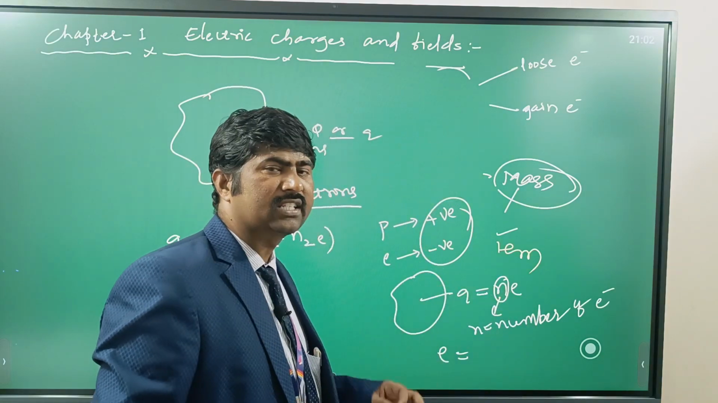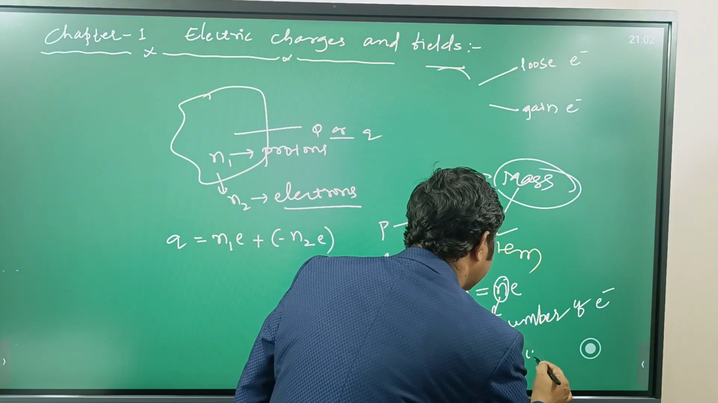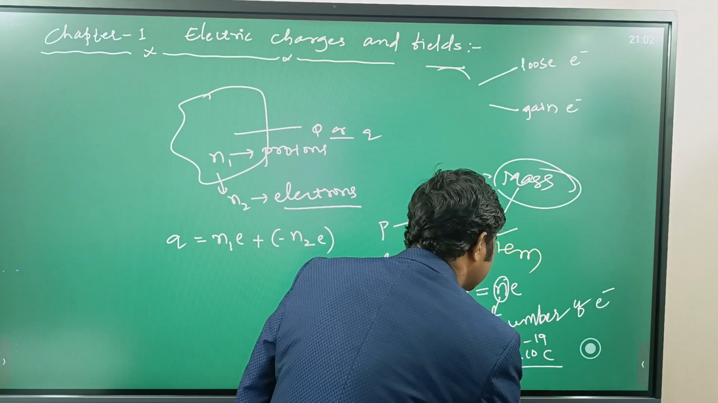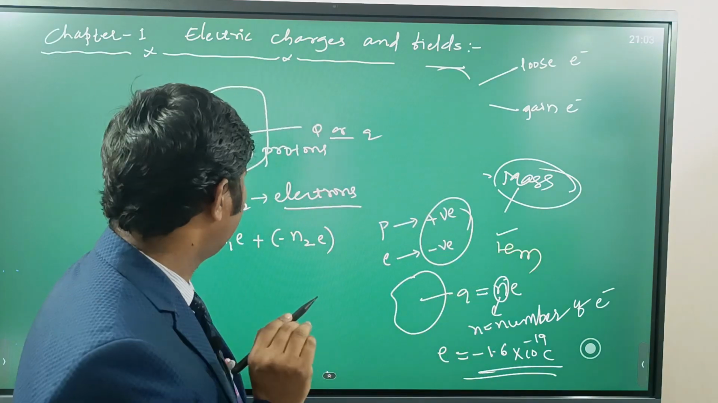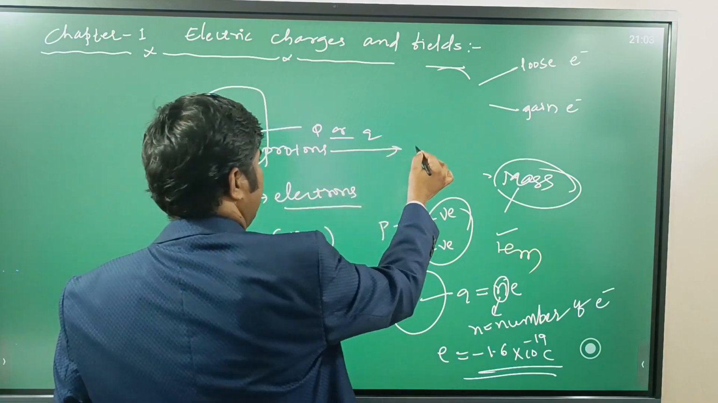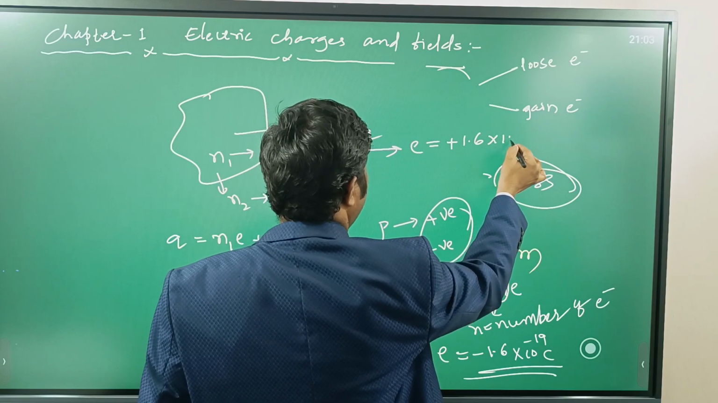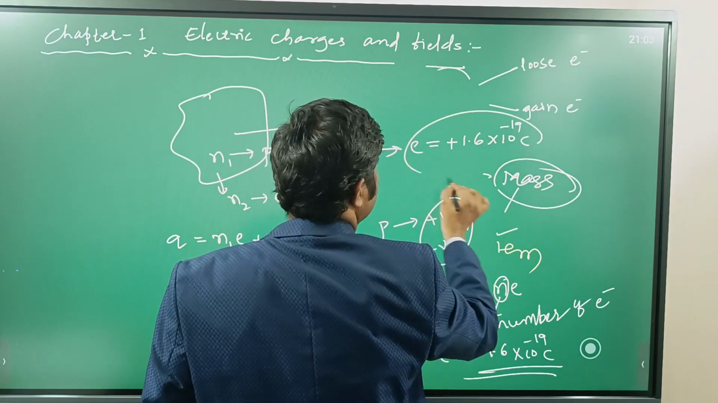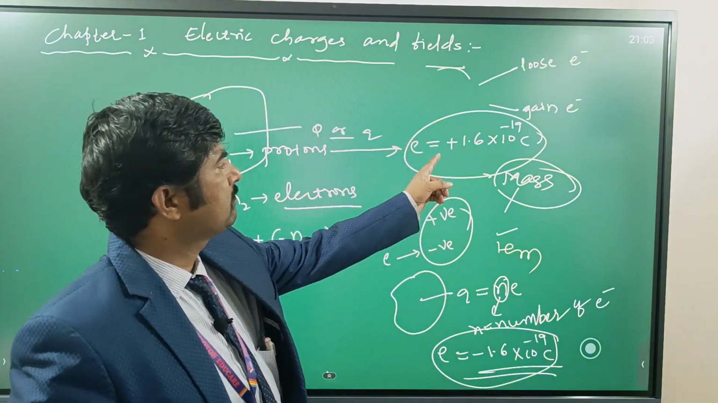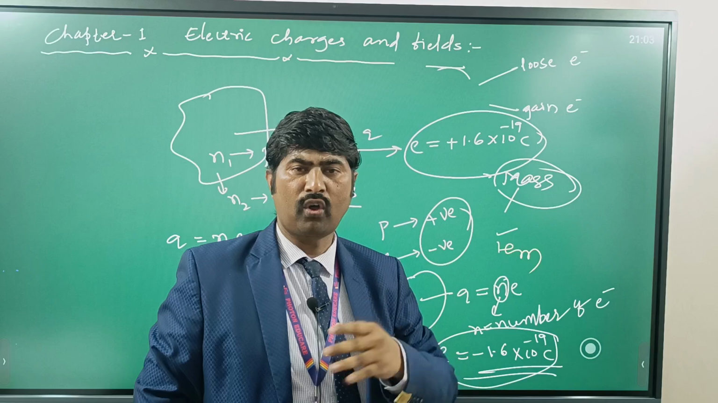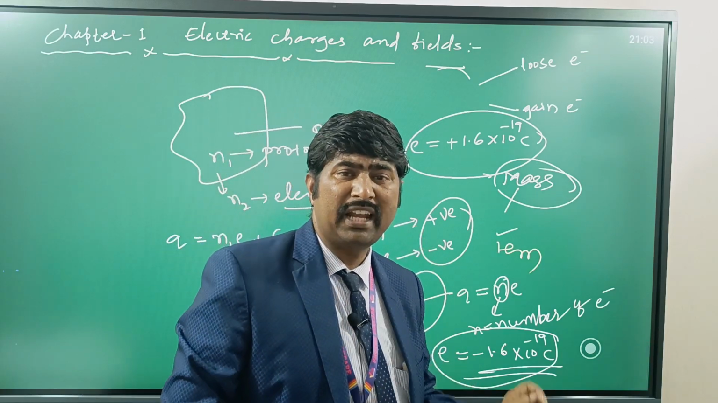Every electron has its fundamental value, and that is minus 1.6 into 10 power minus 19 coulomb. So this is the intrinsic value of the electron. Similarly, a proton has the same value, but we take it as positive, plus 1.6 into 10 power minus 19 coulomb. So electron is minus 1.6 into 10 power minus 19 coulomb, proton is plus 1.6 into 10 power minus 19 coulomb. Are you clear? So this is the charge of the electron and proton.